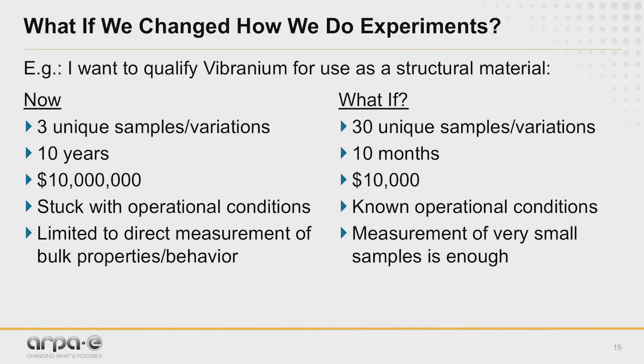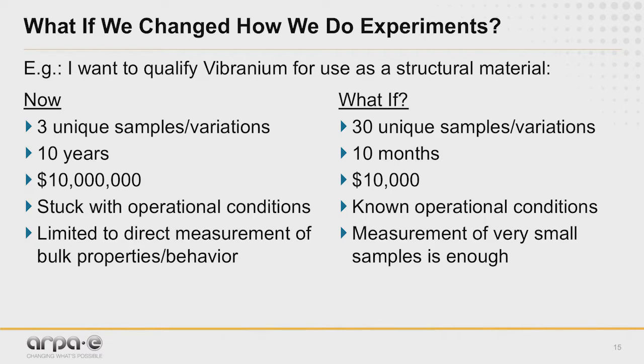And so the question becomes, can we make new nuclear technology development cost-effective and time-relevant? And obviously I'm here talking about this with you because I think maybe we can, and I want your input on that. So here's my big dream. What if we change how we do experiments? So I want to qualify vibranium for use as a structural material in a nuclear reactor. So right now, maybe I can put 3 samples in at one time. But what if I could put in 30? Right now, I maybe have to put that in an experimental facility for 10 years. But what if it could be 10 months? Right now, that might cost $10 million by the time you do the experiment and processing. But what if it could cost $10,000?